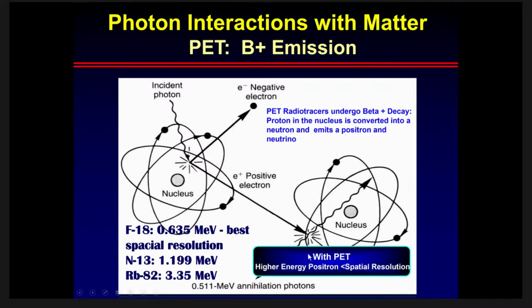And so with PET, the higher the energy of the positron, such as rubidium, the lower the spatial resolution because the annihilation occurs further from the site of origin.